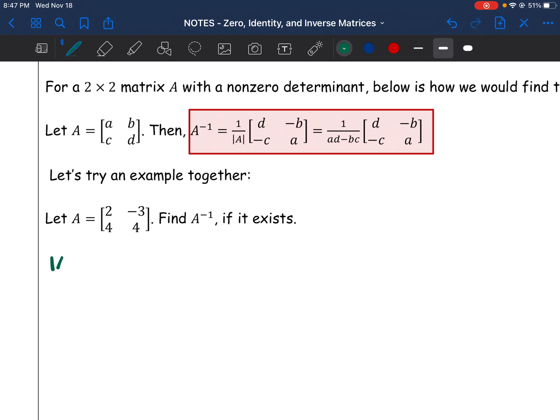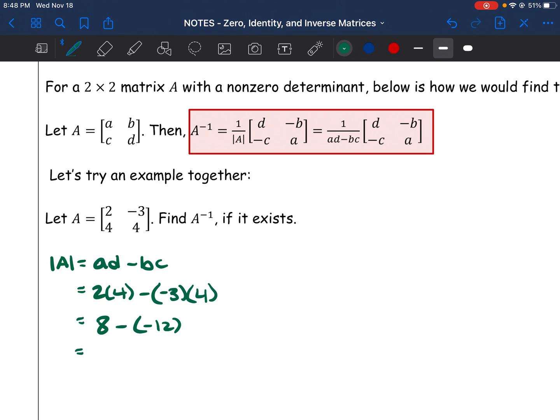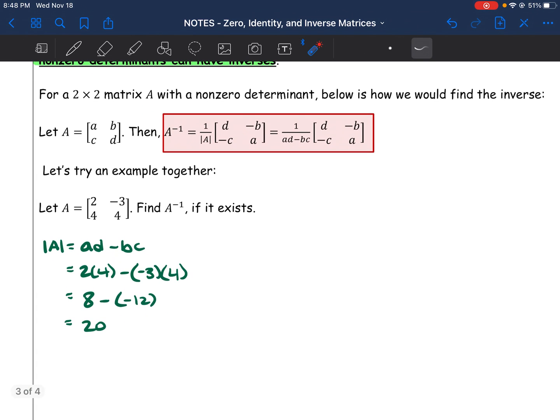All right, so determinant of A. Well, we know the determinant is AD minus BC. In this case, that's going to be 2 times 4 minus -3 times 4. Let's see, 2 times 4 is 8, minus -3 times 4 is -12, and then 8 minus -12 is going to be positive 20. So we can see that the determinant of A is not 0, so that means that we're going to have an inverse matrix, okay? Because A is a square matrix and the determinant is non-zero. So let's use our formula to figure out what the inverse would be.